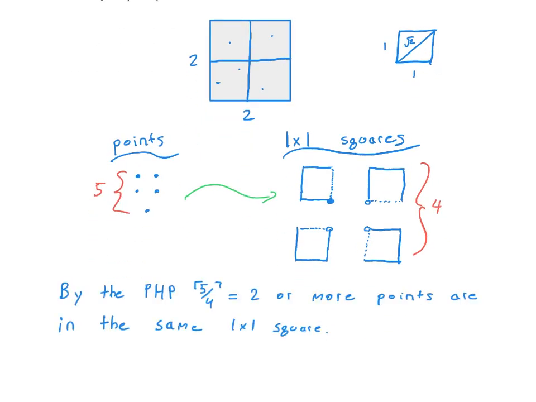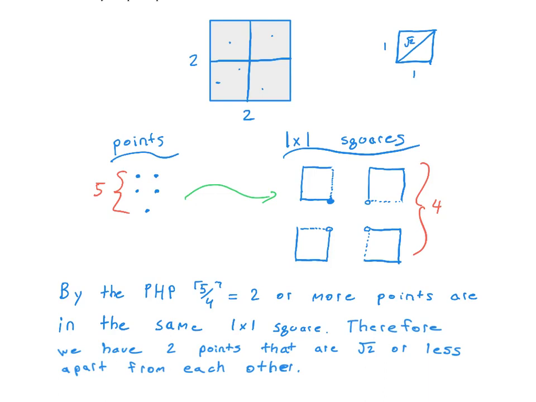So by the pigeonhole principle, we have the number of pigeons divided by the number of holes, and rounding that number up to 2. So we have 2 or more of our points are in the same 1 by 1 square. And these 2 points that are guaranteed to be in the same 1 by 1 square are a distance of root 2 or less apart. And this successfully concludes the goal that we tried to set out in this problem.